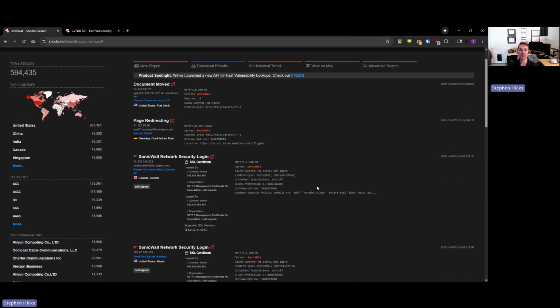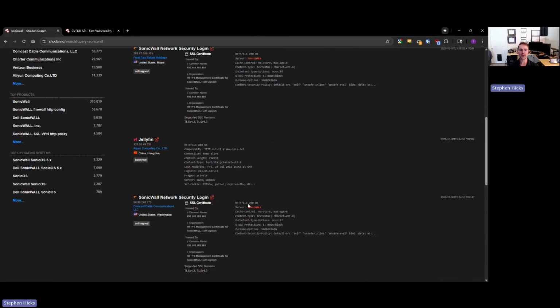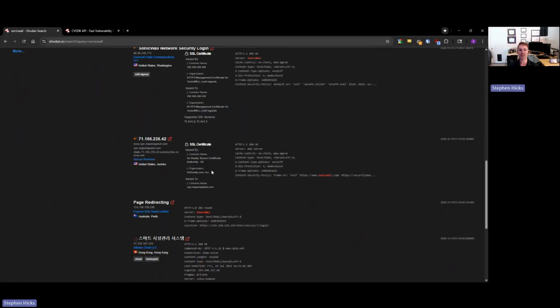And if you'll see places like this, I can see right here what version of SonicWall, who it's issued to, if there's a certificate, what it's supported by, what version of the software. It goes on and on and on. Here's a Jellyfin one. This one's in China. Here's one in Washington. And if I was to go far enough, I'd find this one's secured by a GoDaddy certificate.